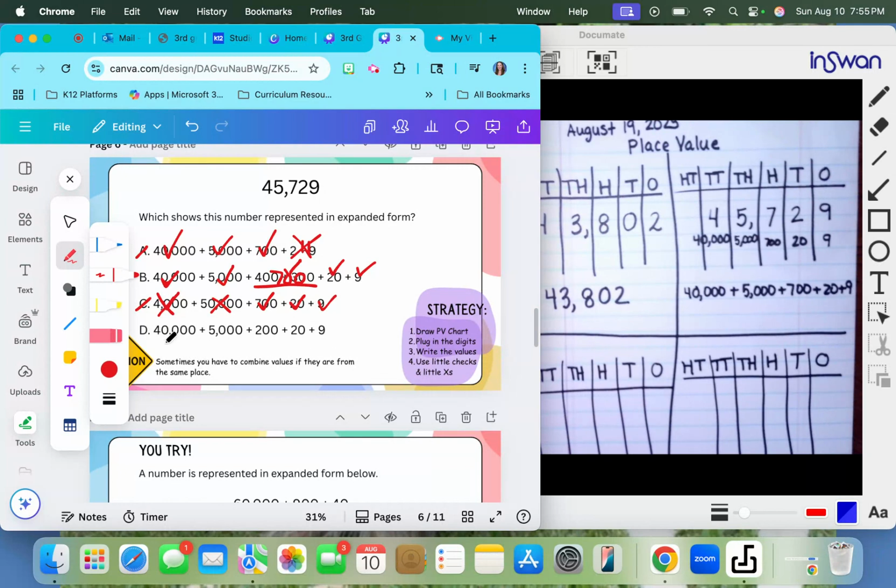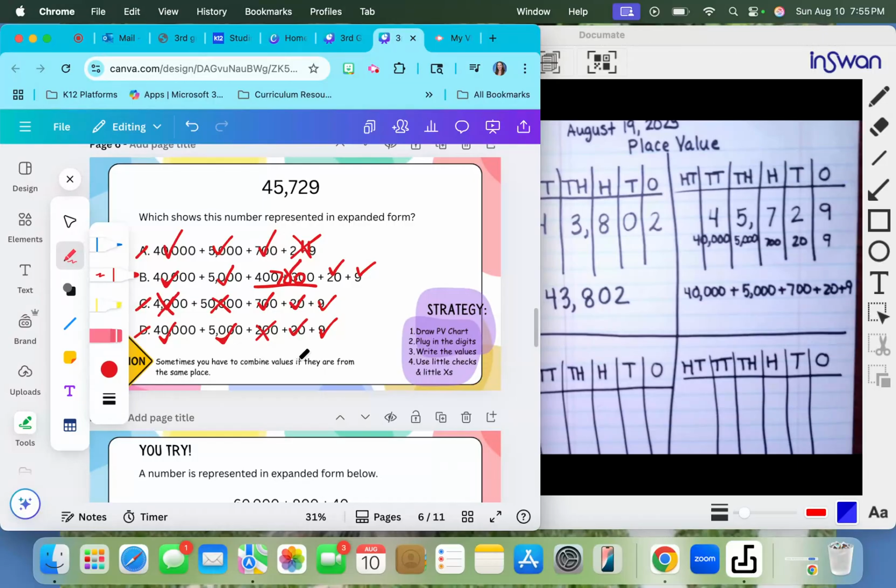Let's look at D. 40,000? Yep. 5,000? Yep. 200? Here's our hundreds. Do we have a 200? No, we have a 700. So that messed up this one. 20, yes. 9, yes. But that one little piece ruins the whole thing.